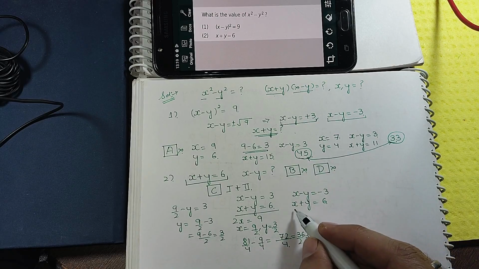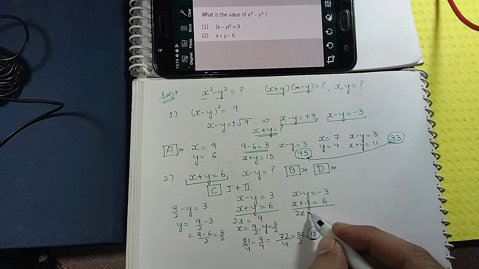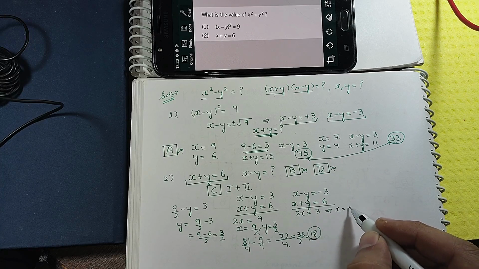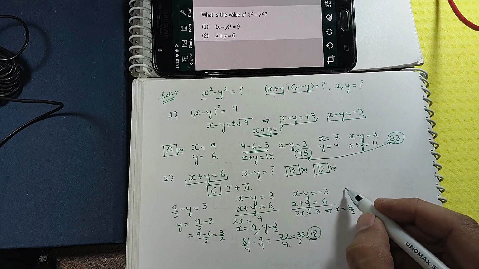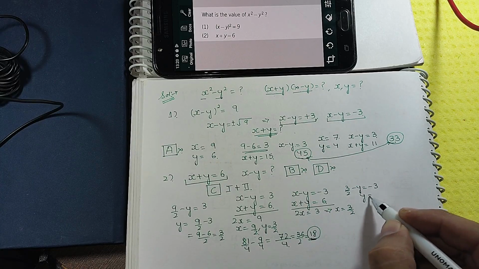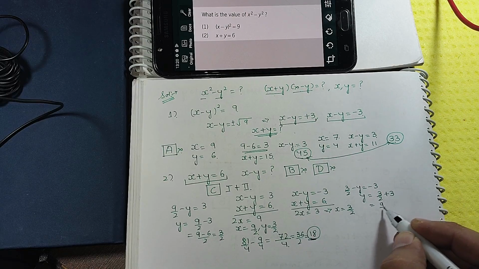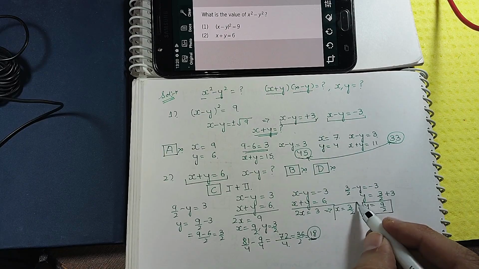Now let us find whether we get the same value from the other case. Now if I add this, I get 2x equal to 3. So x is equal to 3 by 2. So putting this value over here, I would be getting 3 by 2 minus y equal to minus 3, or y is equal to 3 by 2 plus 3. So this is basically 9 by 2. So x is 3 by 2 and y is 9 by 2.